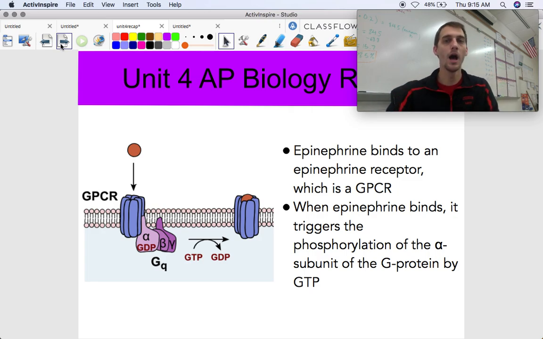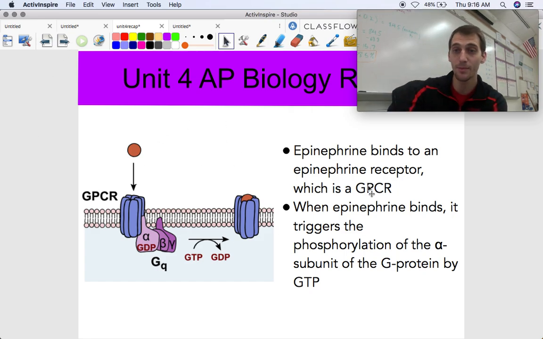Epinephrine binds to an epinephrine receptor. This is step 1, which is a GPCR. GPCR means that it's a G protein coupled receptor, right? And so here it is. Here's the epinephrine binding to the GPCR. When epinephrine binds, it triggers the phosphorylation of what's called an alpha subunit.